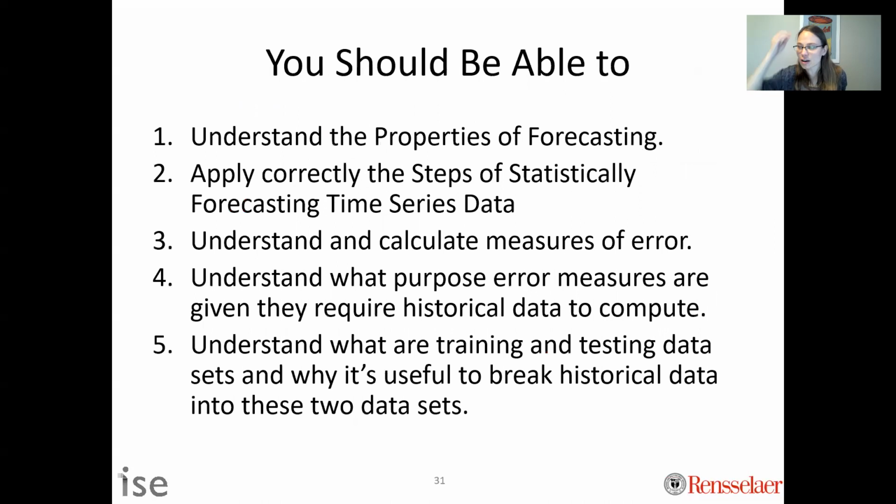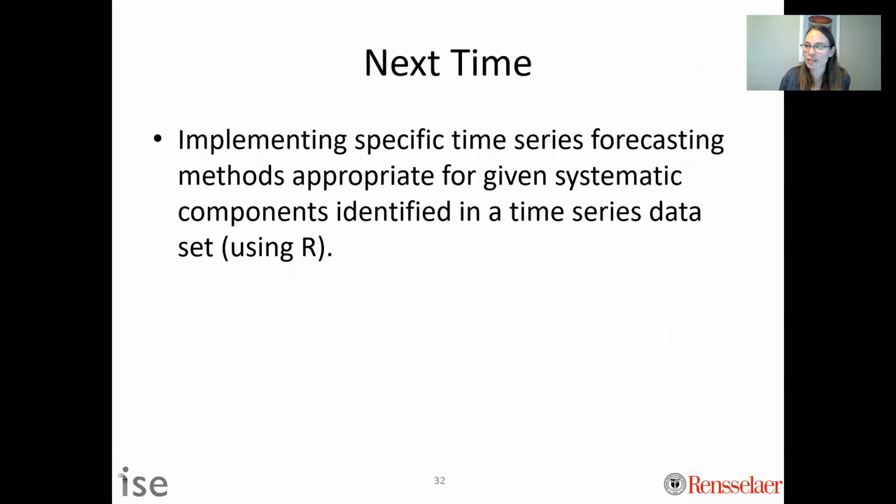So that's the end of this lecture B2. In terms of the exam, these are the things you should be expected to know how to do. And what we'll talk about in the next lecture is, okay, let's actually go do this. Let's implement some specific time series forecasting methods, and we'll use R and some packages in R to do that.